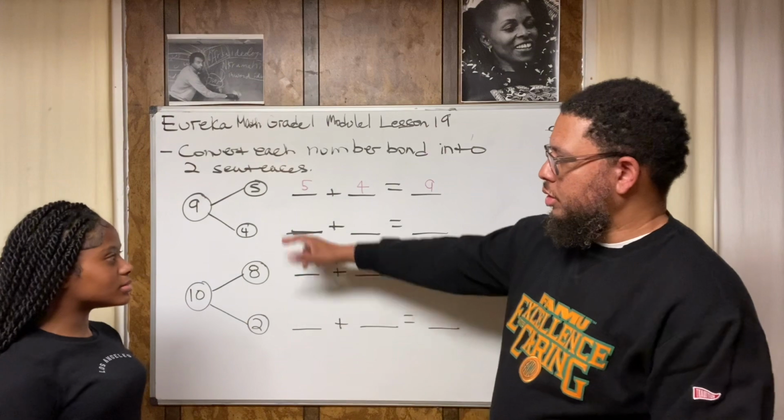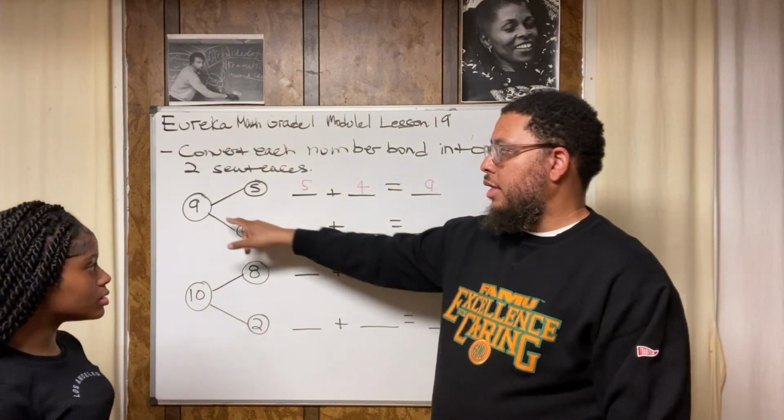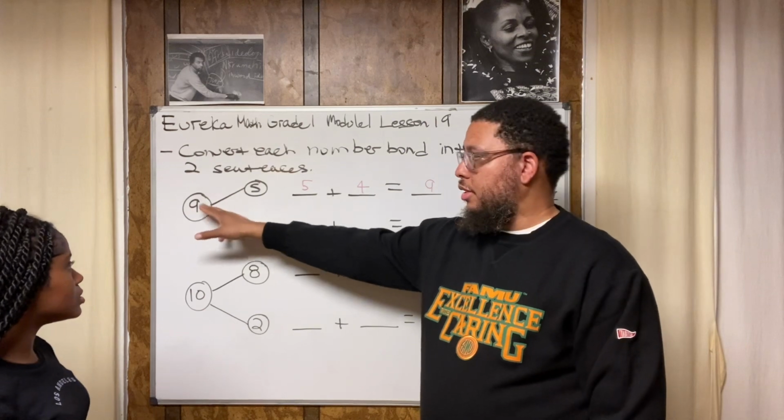Okay. So she took these two add-ins. The 5 and the 4 are add-ins, and the 9 is the sum. And this is our number bond.